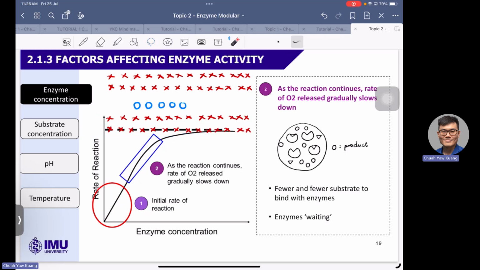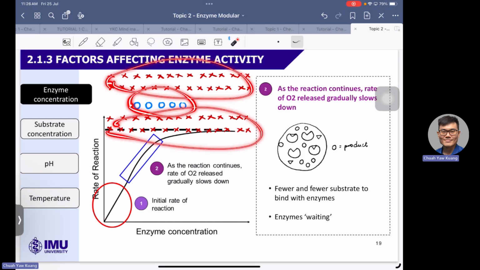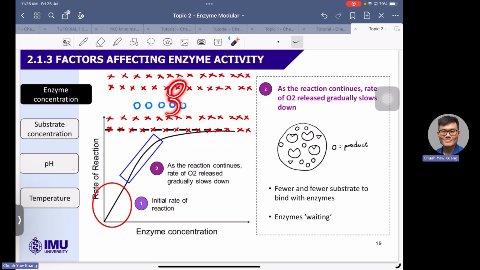You can see this is at the beginning. Very little enzyme, but there's a lot of substrate. So are the chances of this substrate binding with the enzyme high or low? In Brownian motion, when they move randomly, you have so many substrates. Are the chances for the substrate to bind with the enzyme high or low? Extremely high. So over time, you keep on increasing the enzyme concentration.